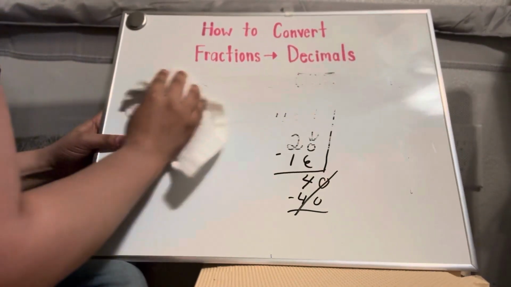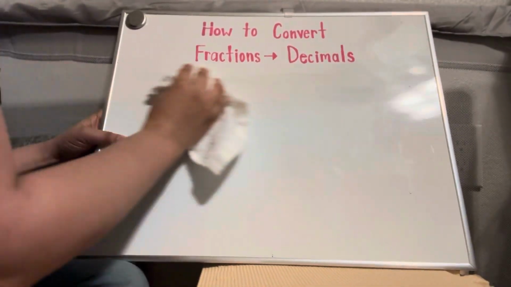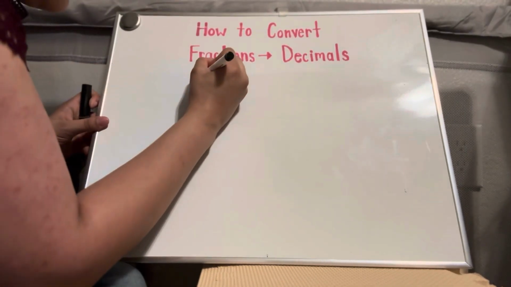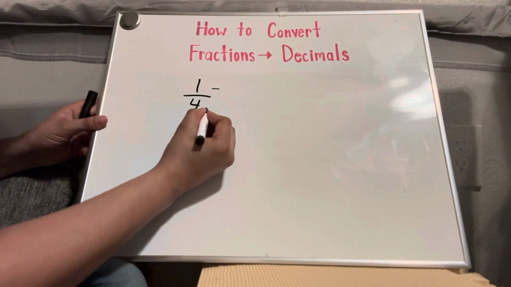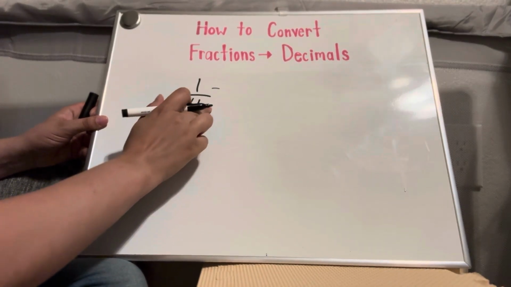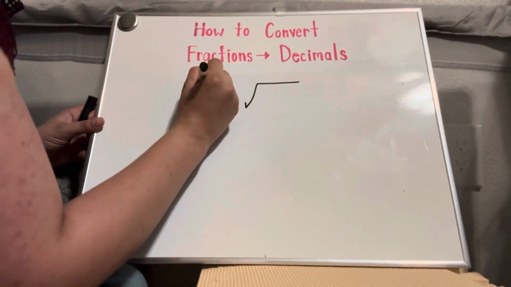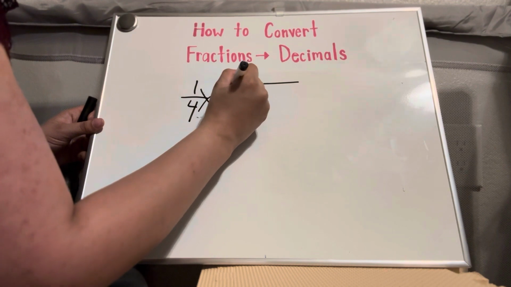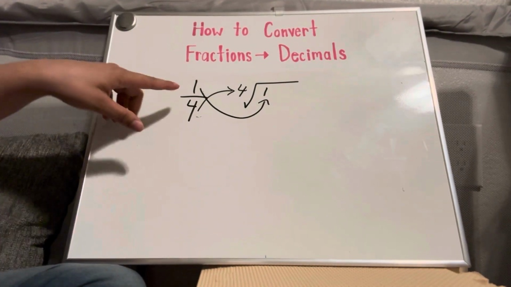Now we are going to go into some more independent studies, but before we do that, I just want to go back over the basics. So we have our numerator and our denominator. In order to do that, we're going to have to put the numerator inside the house and the denominator outside knocking. Do not get these mixed up.